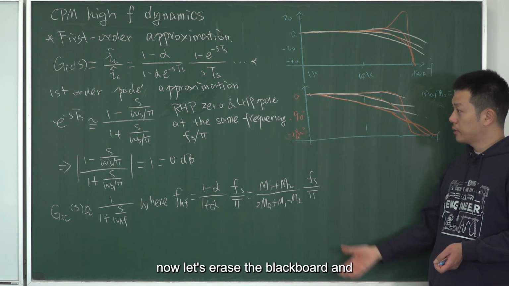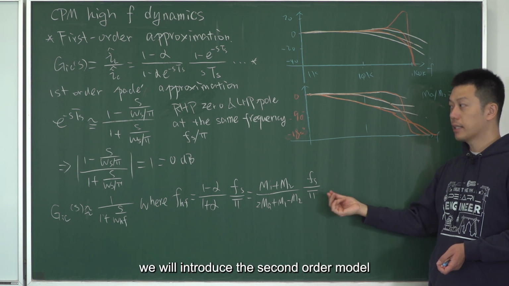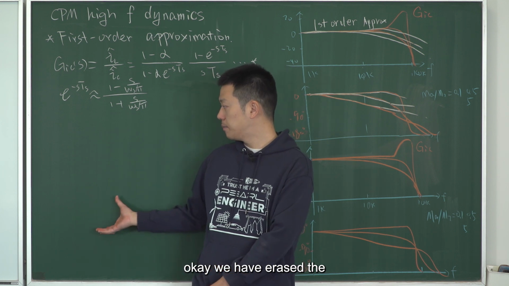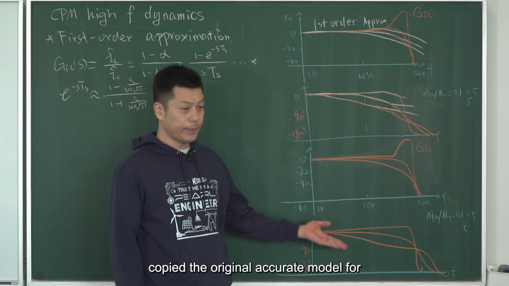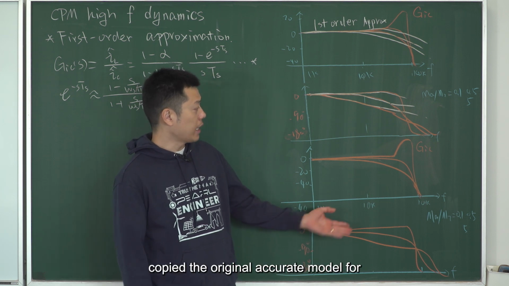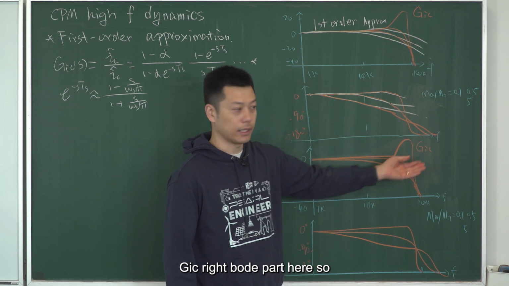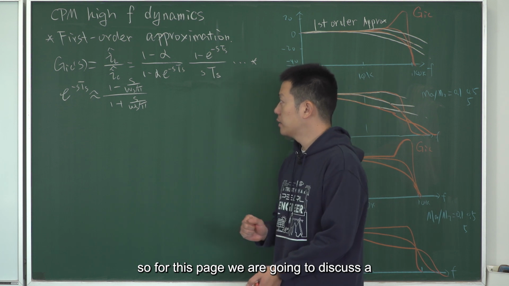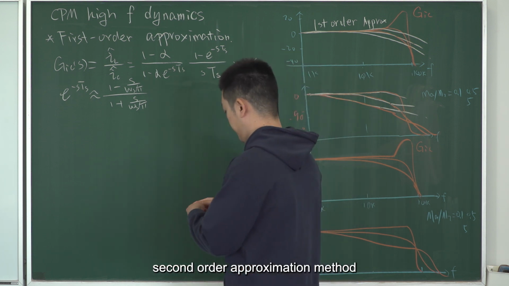Now let's erase the blackboard and we will introduce the second order model. Okay, we have erased the left-hand side of the blackboard, and I have also copied the original accurate model for GIC, with the Bode plot here. For this page, we are going to discuss a second order approximation method.